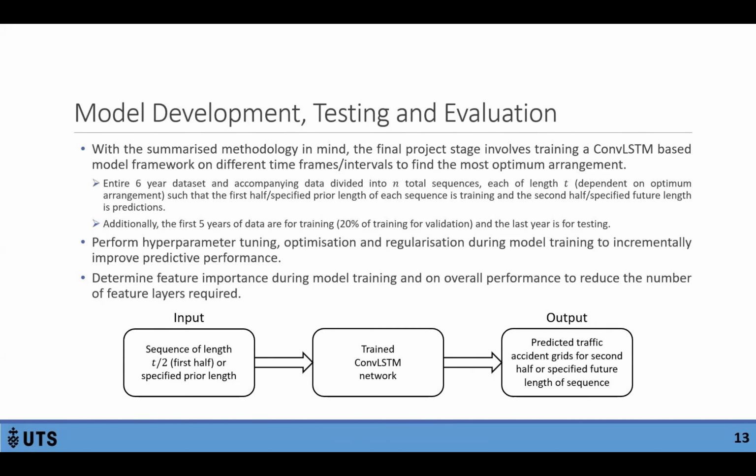Here, we can see how the process from input to output works, where the input is an unseen sequence of length t on 2, or a specified prior length, for example, prior 14 days, and the output from the trained conv-LSTM network is the predicted traffic accident grids containing the predicted accident locations for the second half or specified future length of the unseen sequence, for example, 1 day into the future.